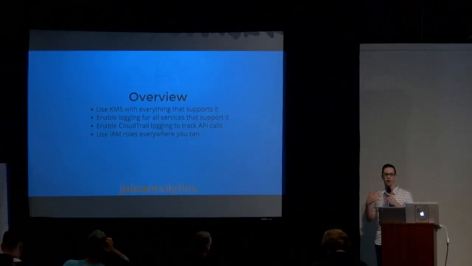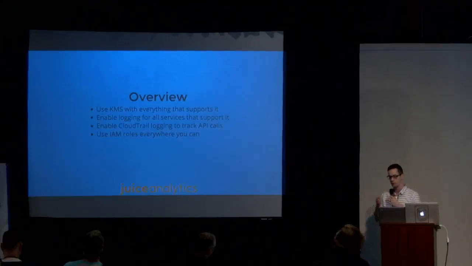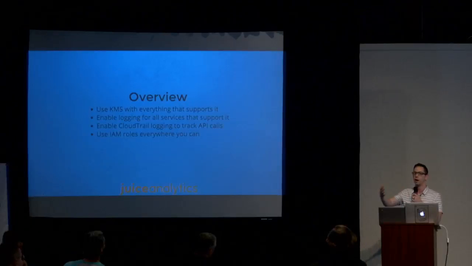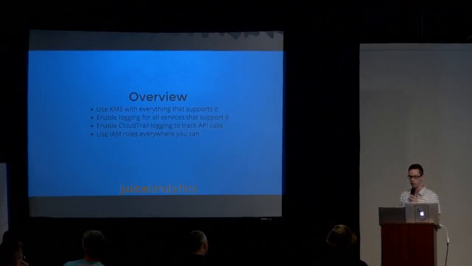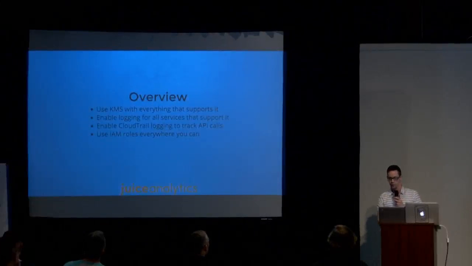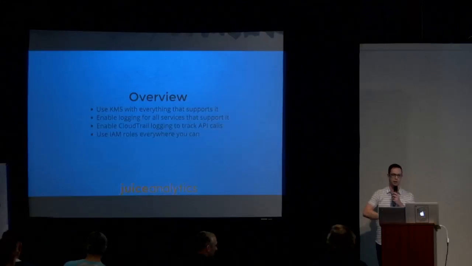So services that actually support KMS built in call KMS from service accounts. Redshift, for example, comes from its own IAM account. The second thing is you have to enable logging for all the services that support it. Logging tends to go to S3 for anything that supports it. So with Redshift, you turn on logging and it goes to S3. S3 logging goes to another S3 bucket.